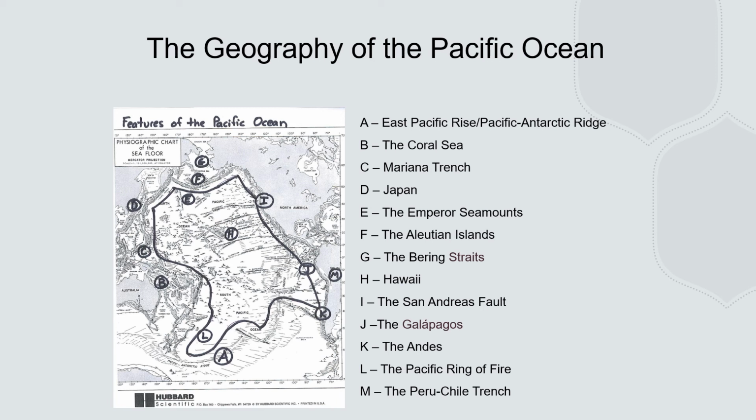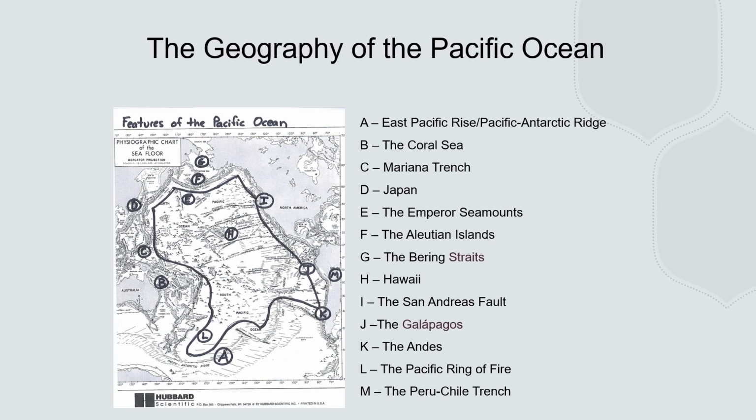Japan is a volcanic island arc formed by subduction. We're going to learn about that. We have some seamounts there, and we already discussed that, the Emperor Seamounts. The Aleutian Islands, which are volcanic islands caused by subduction off of Alaska. The Bering Sea, the Bering Straits, that's where the original Americans crossed over.